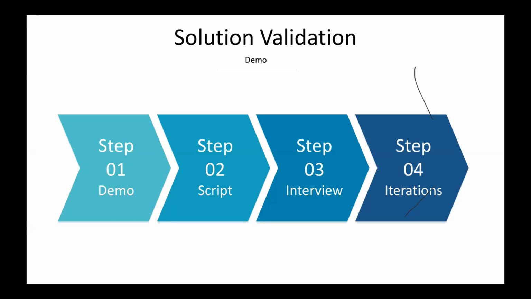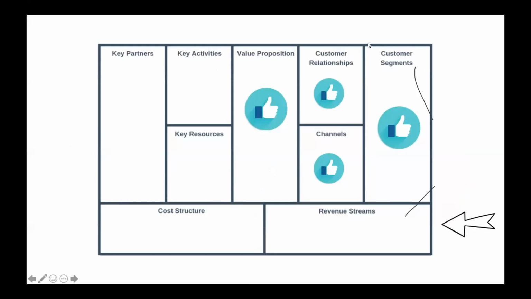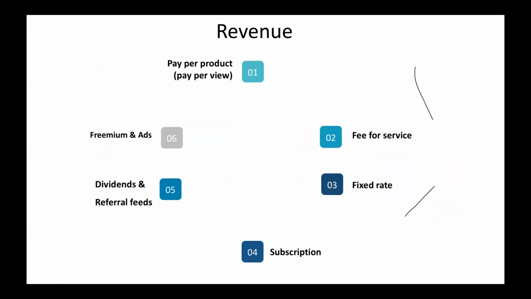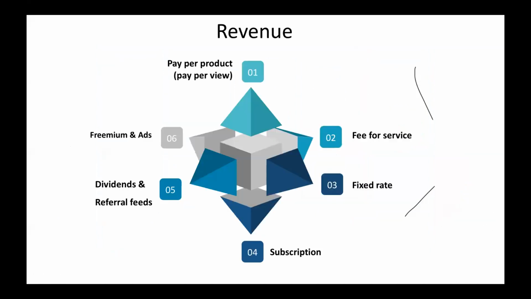So from here, you've been able to really establish your customer segment, your value prop, the relationships you're building with your customer, and your channels. But now you want to dive into, okay, I'm starting to validate all this stuff. What is my revenue stream going to look like? So I put up a few examples of some of the top revenue streams that we find a lot in the incubator program. One of them is paying per product, or paying per view. So paying for the product that you're getting, fees for service, fixed rates, subscription models, dividends and referral fees, freemium, ads. These are a lot of the popular revenue streams that we see.